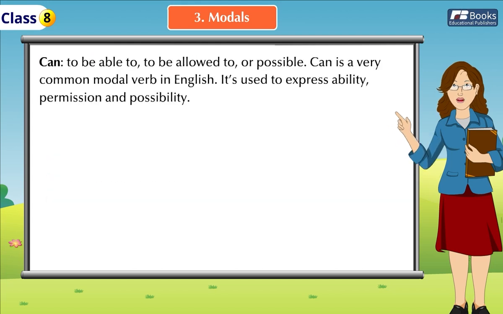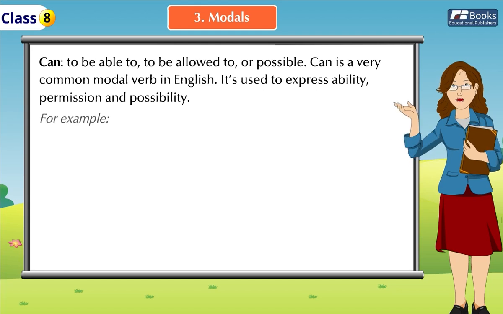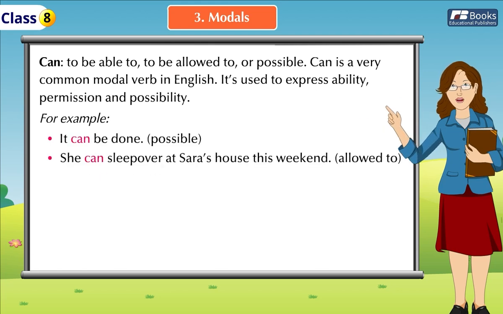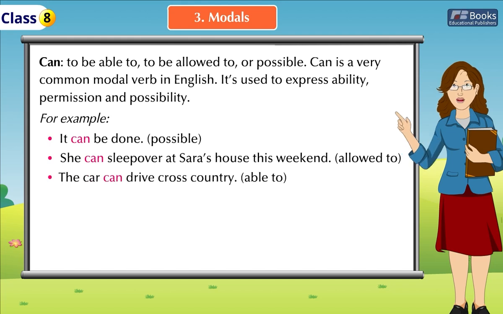Can, to be able to, be allowed to, or possible. Can is a very common modal verb in English. It's used to express ability, permission, and possibility. For example, it can be done. Possible. She can sleep over at Sarah's house this weekend. Allowed to. The car can drive cross-country. Able to. It cannot be done. Impossible.